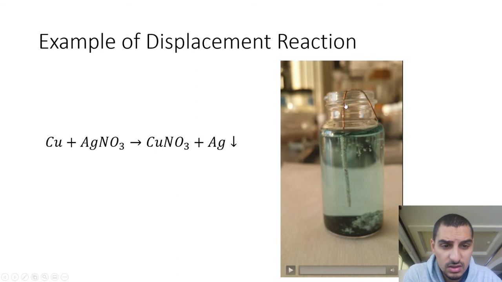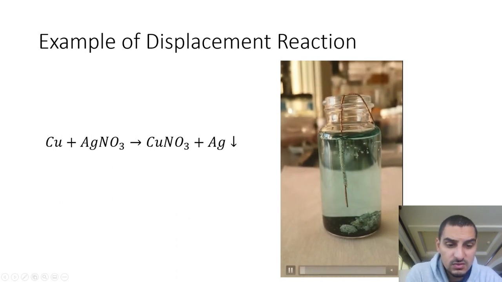This is a copper wire. It is put in a silver nitrate solution. This is the copper wire. It's put in silver nitrate solution, and this reaction takes place. The copper is displacing silver in the solution, and silver is precipitating.